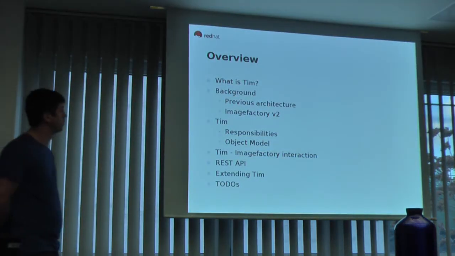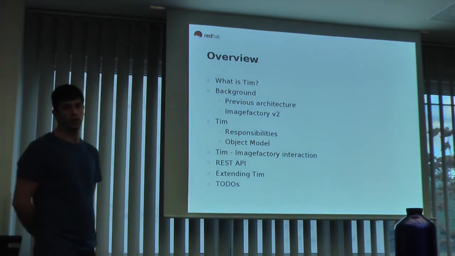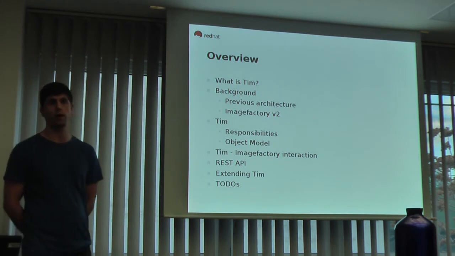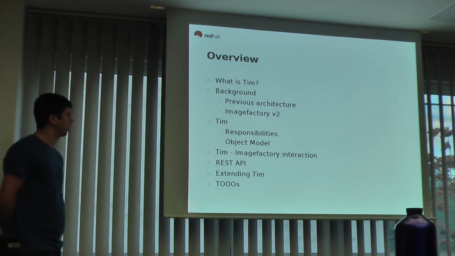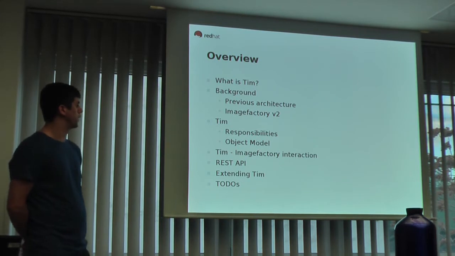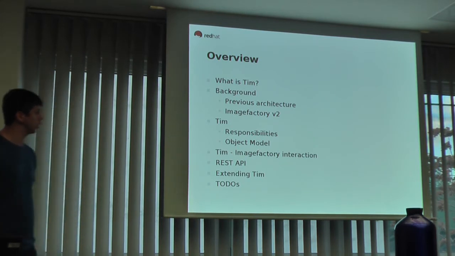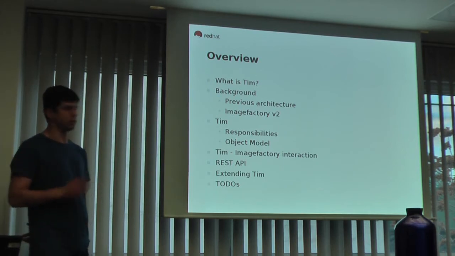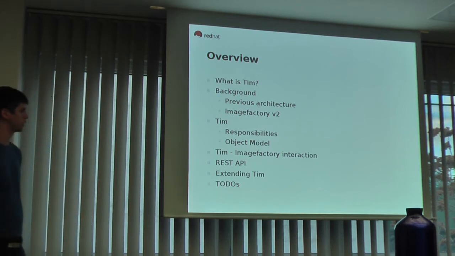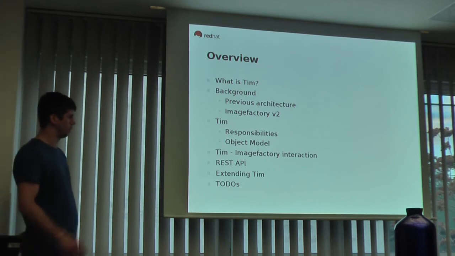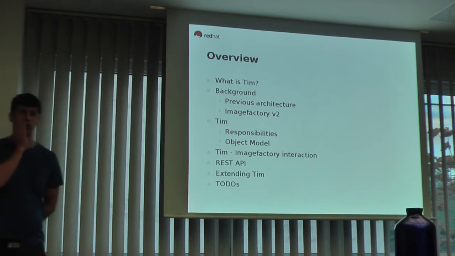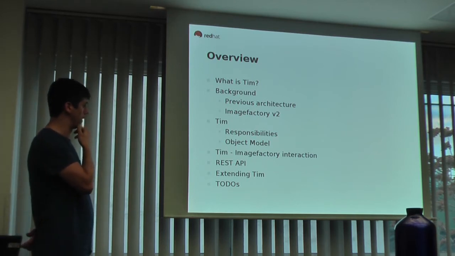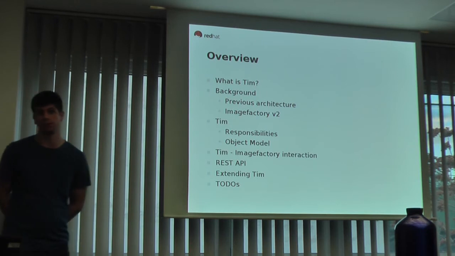I'm basically going to tell you guys what TIB is. I'm going to give you a little bit of background and tell you how it sort of came about. And we'll look at TIB's responsibilities and object model. We'll talk a little bit about how TIB interacts with Image Factory. Some very brief overview of the REST API, and then we'll talk about extending, essentially what I've already covered in the Rails guide actually, and then basically where we're going to go next.